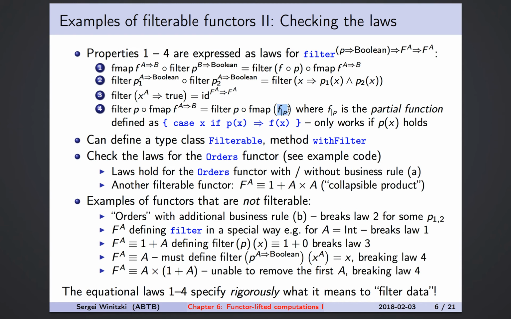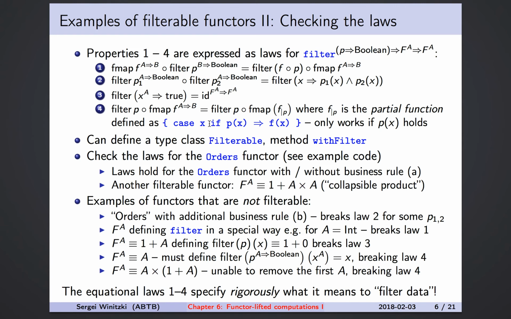I denoted it like this. So f bar p is a partial function that is only defined for those x for which the condition p holds. In Scala, this could be written like this.